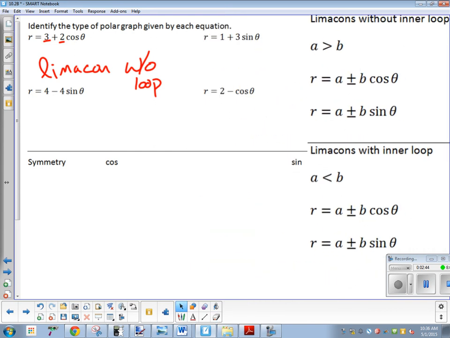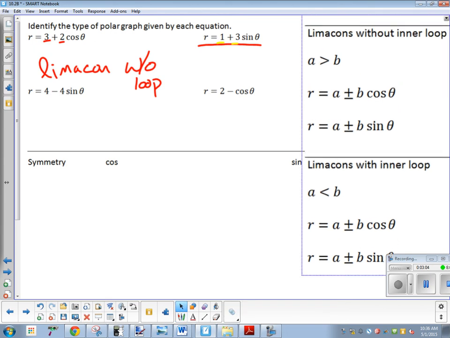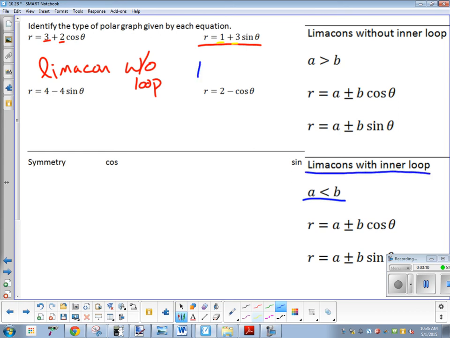Let's look at the next one. r equals 1 plus 3 sine theta. Okay, so my 2 numbers are 1 and 3. What is true about 1 and 3? Is 1 greater than 3, less than 3, or equal to 3? Less than. So it's not a cardioid again. It's either A is greater than B or A is less than B. That one, A is less than B. It's a limacon with an inner loop. So I'm just going to write limacon with a loop. Make sense here?